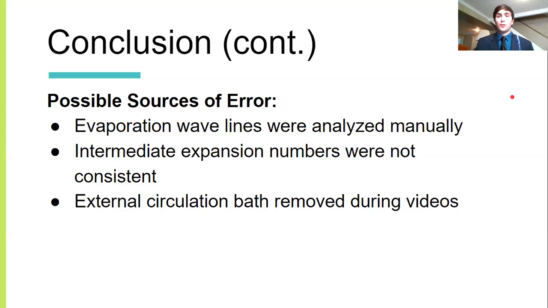And going further into this, I did have some possible sources of error. One of them is that the evaporation waves were analyzed manually by me hand tracing these evaporation wave lines, so there could have been some human error in that. Next, the intermediate expansion numbers were not consistent: in one experiment I might have done 2 intermediate expansions and in another experiment 5. That's because I did them based on time, where every 5 to 10 minutes I would go through an intermediate expansion. So depending on how long it took to condense the gas inside the test tube, that would determine how many intermediate expansions I would end up doing.